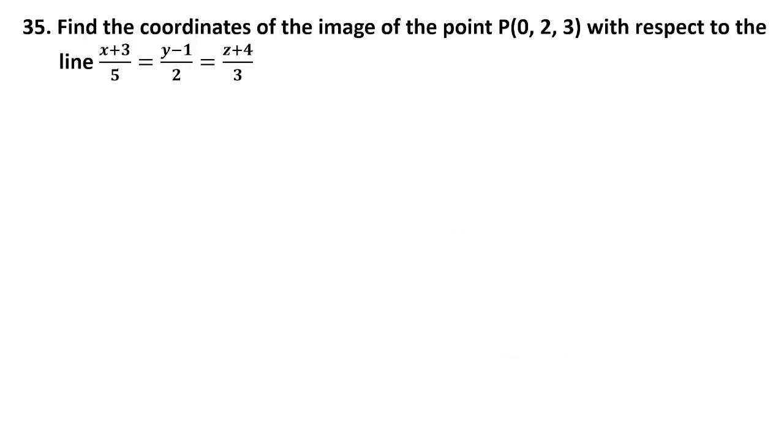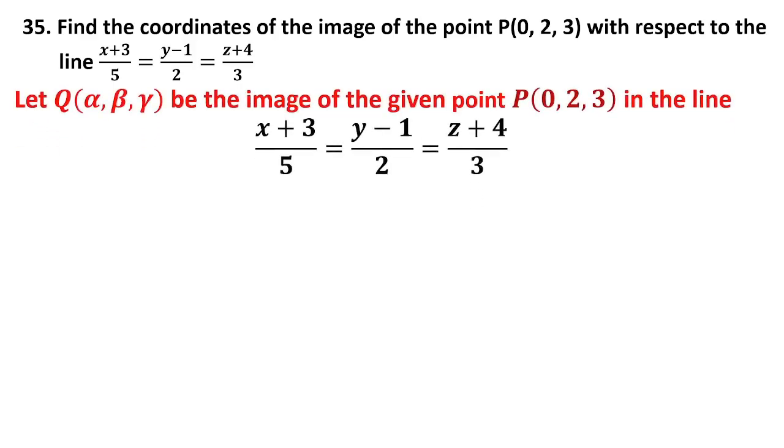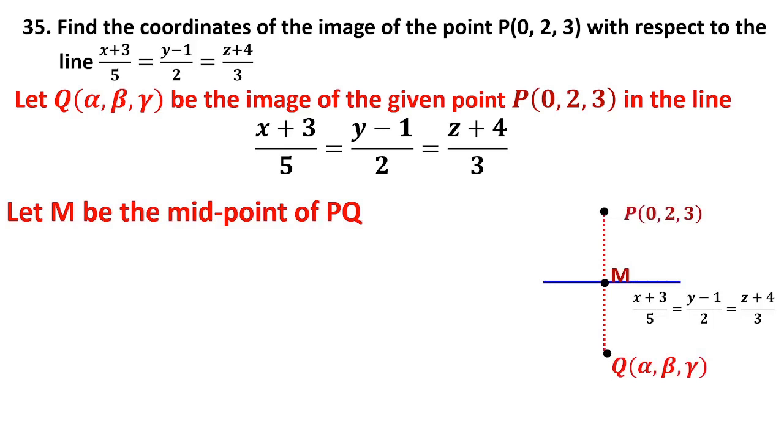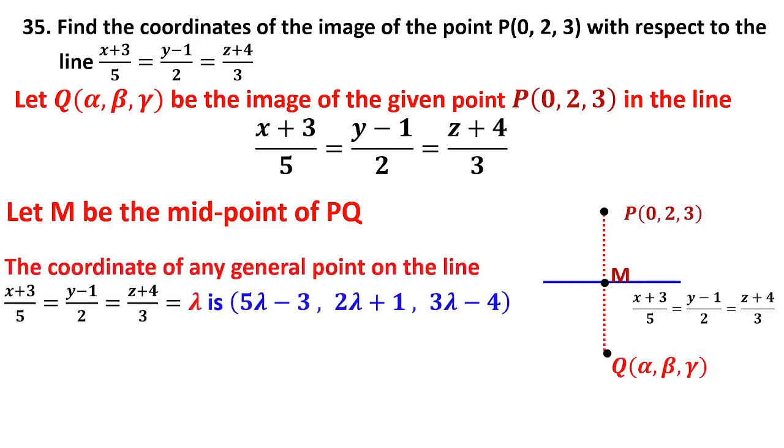Find the coordinate of the image of the point. Now, alpha, beta, gamma be the image, and M is the midpoint of PQ. And all of you know the condition: M is the midpoint of PQ and PQ is perpendicular to the line. Let us see what are the steps involved in it. You have to find the coordinate of any general point on the line by equating it to lambda. It will become 5 lambda minus 3, 2 lambda plus 1, and 3 lambda minus 4.